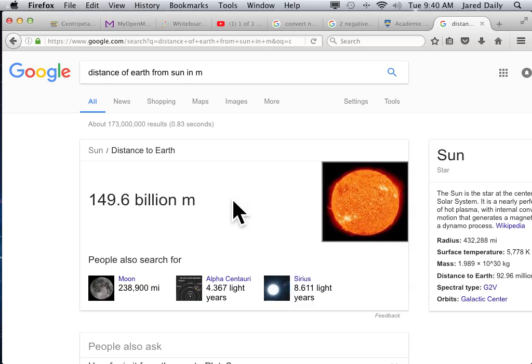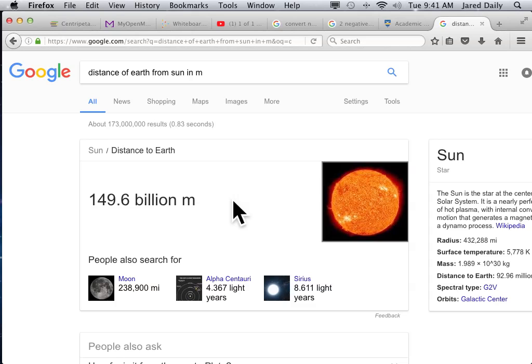And what are we going to do? We take the speed squared, so our centrifugal acceleration equals v squared over r, or speed squared over r. So it's 3 times 10 to the 4th meters per second, squared, over 149.6 times 10 to the 9th meters. And 3 times 10 to the 4th squared is like 9 times 10 to the 8th, right? Meters squared per second squared, divided by 149 times 10 to the 9th.